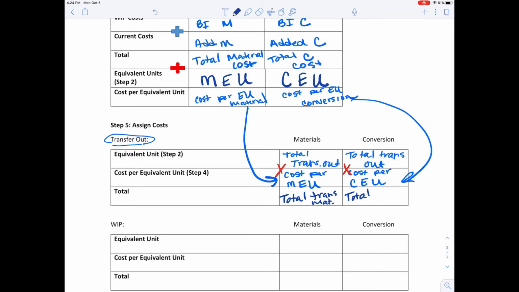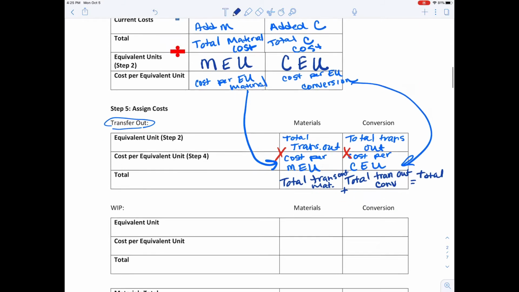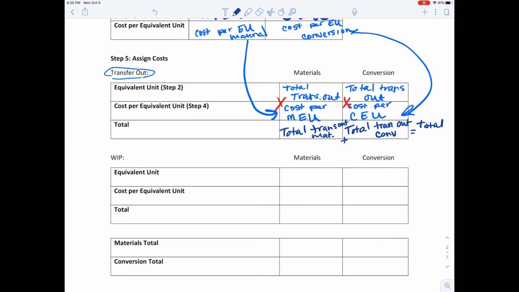For materials, my total transfer out amount, and for conversion, my total transfer out amount. I can add those together to get that total transferred out, because that's typically what they want. Then we'll look at the work in process, the equivalent units.